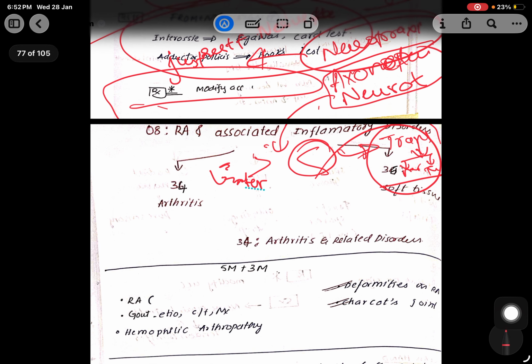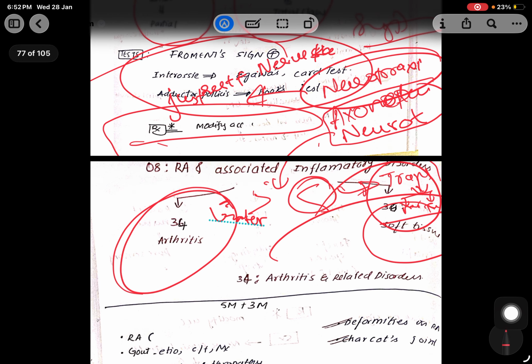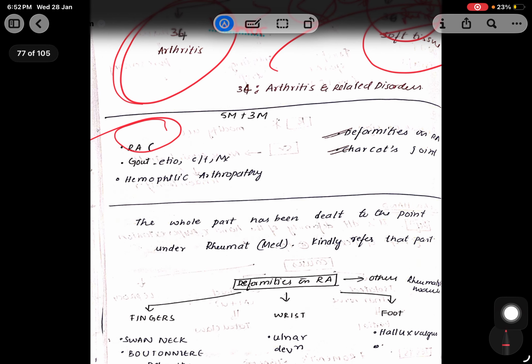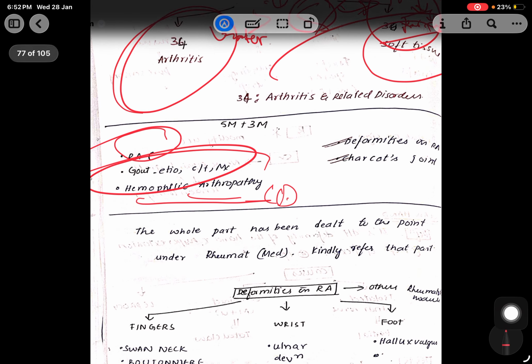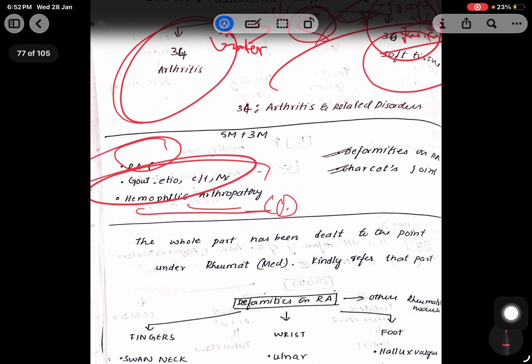In the arthritis part, RA in and out I have discussed in paper 1 of medicine under rheumatology, so I expect you to know that. You can go watch that. Gout also I have explained there only. Hemophilic arthropathy is only one mark, so I am not talking about that. Deformities in RA and Charcot joints I will talk about.